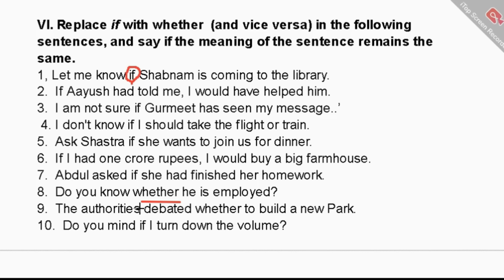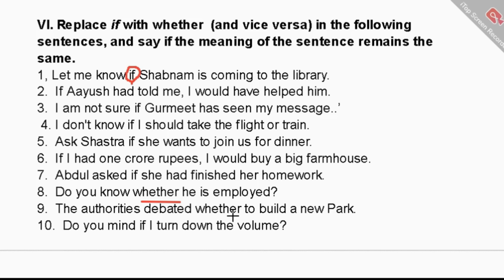Next here we have, the authorities debated whether to build a new park. So here you can use, the authorities debated if to build a new park. Here the meaning changes slightly because if is used to introduce indirect questions, but it is not commonly used to introduce decisions or alternatives. So whether is preferred here. You need to use whether instead of if. So this one is the correct one.